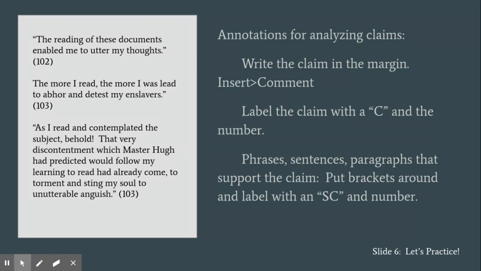Read the text evidence on the slide and think in response to the following question. What claim is the author conveying through this evidence? So now you're going to write the claim in the margin using insert and comment and label it C1. Then you're going to circle the text evidence that supports this claim. Hint, it's the text evidence on the screen, and label it SC1.